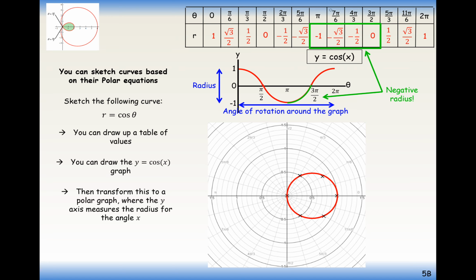So let's think about it. Let's start with this coordinate here, 7 pi by 6, minus root 3 over 2. If this value was positive, it would appear on an angle of 7 pi by 6 at a radius of root 3 over 2. But that's actually negative root 3 over 2 on that graph, so it's actually going to appear over here.